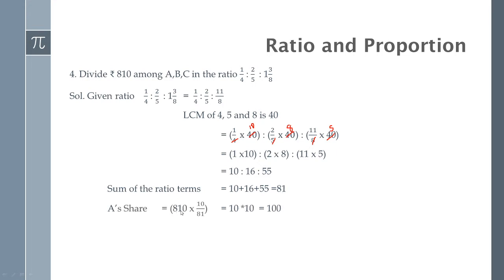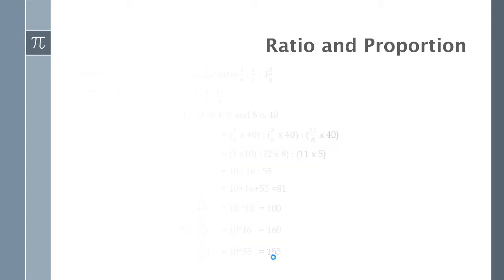So A's share is equal to 810 into 10 by 81. 81 tens are 810, so 10 into 10 is equal to 100. In the same way, B's share: 81 tens are 810, 10 into 16 is equal to 160. In the same way, C's share is 810 into 55 by 81, that is nothing but 10 into 55, which is equal to 550.